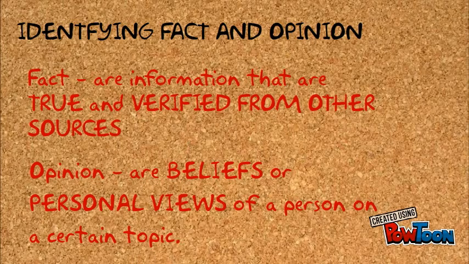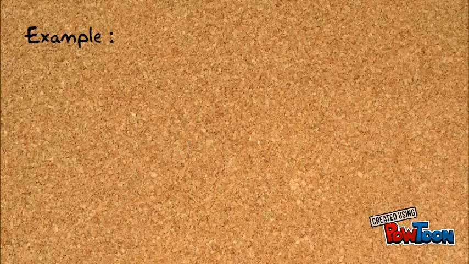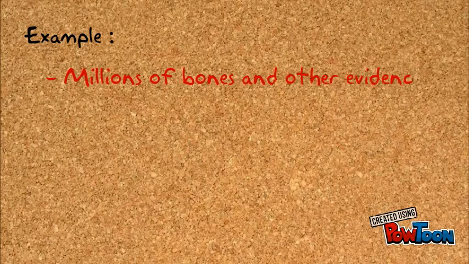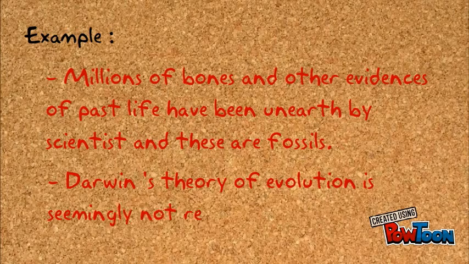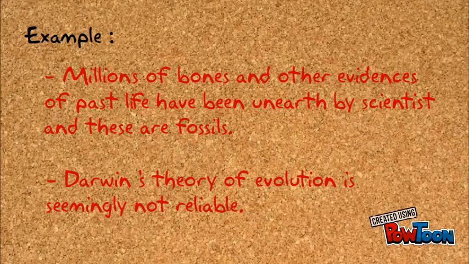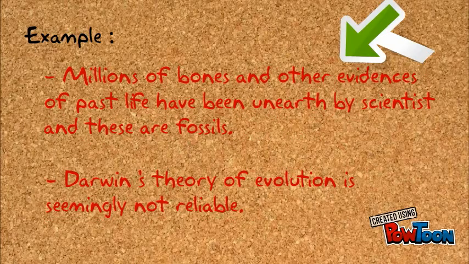To understand it further, here are some examples. Identify which is a fact and opinion. First example. Millions of bones and other evidence of past life have been unearthed by scientists, and these are called fossils. Second example. Darwin's theory of evolution is seemingly not reliable. In the first example, it is a fact. We all know that it is scientifically proven, and obviously, the second example is an opinion. It is also based on its definition.